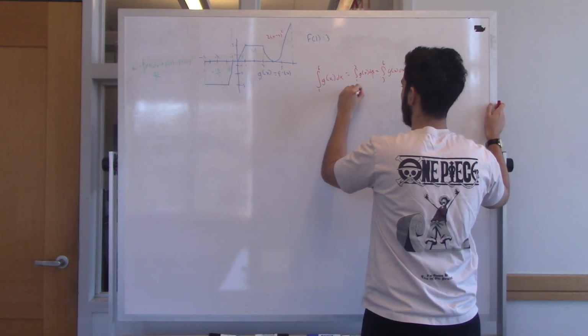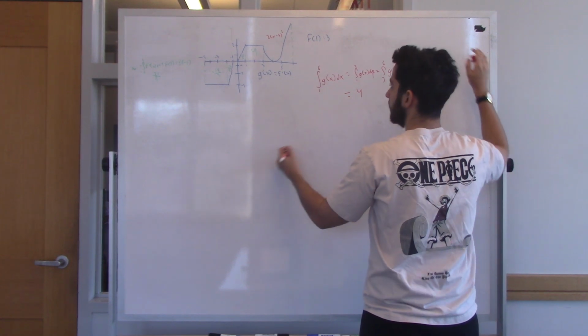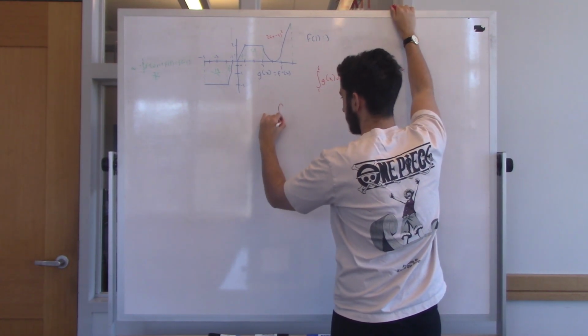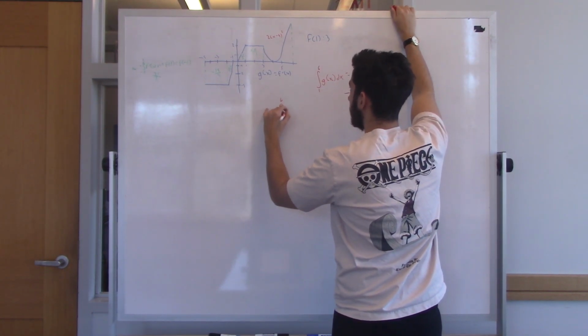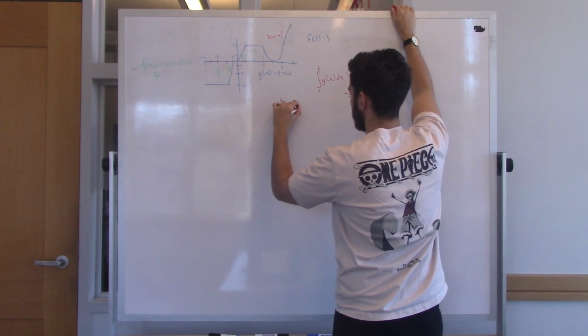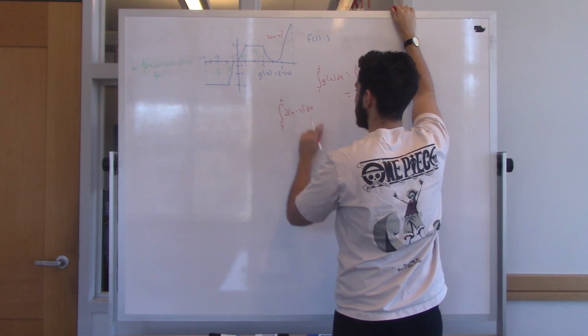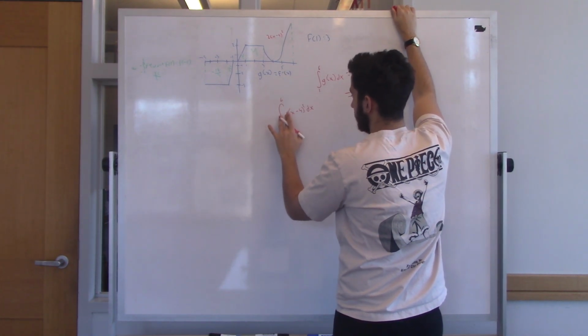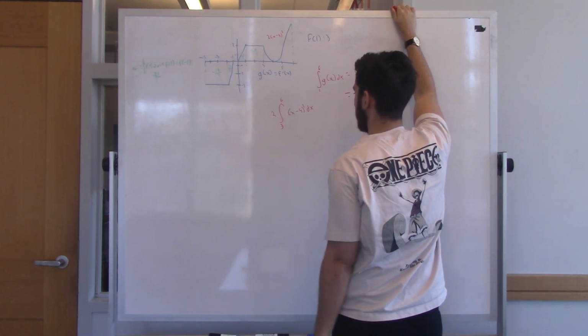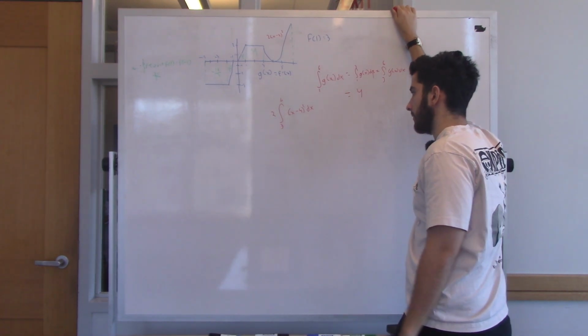I'm just going to copy down that. We got 4 here. So let's do it. The integral from 3 to 6 of 2 times (x minus 4) quantity squared dx. Well, the first thing you can do is take the 2 out. That just makes it look a lot cleaner.